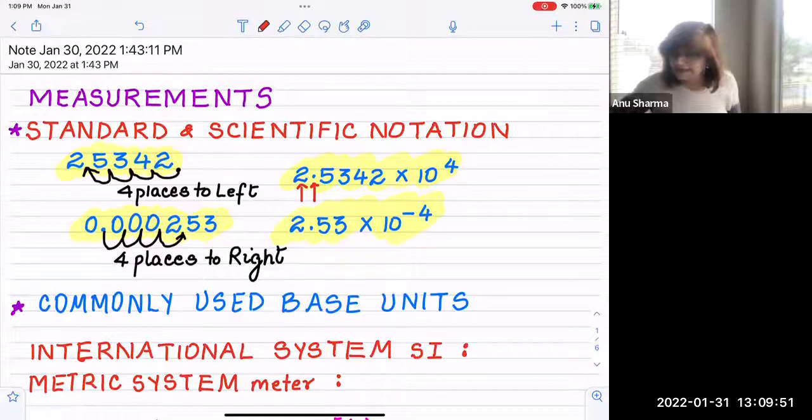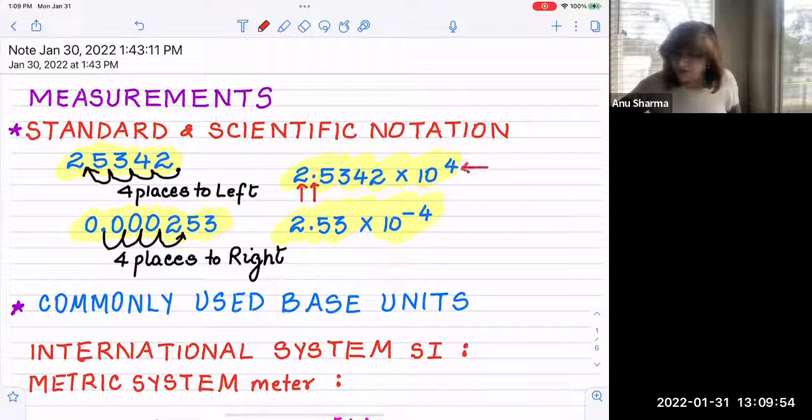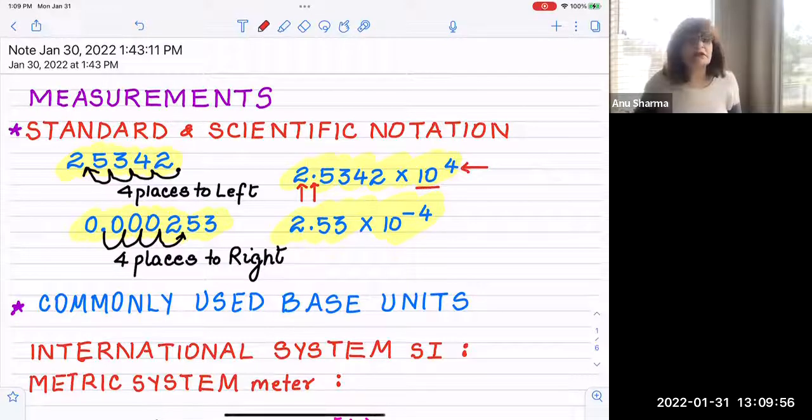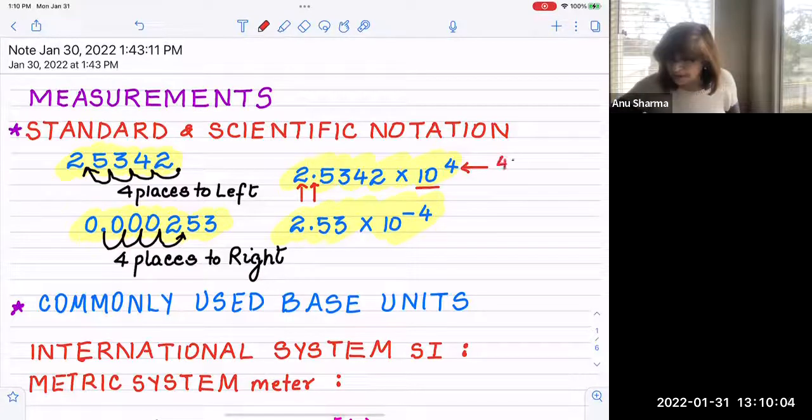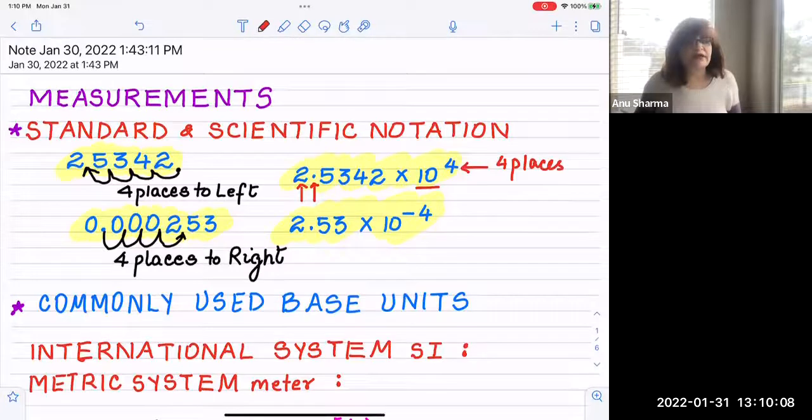When we move 4 places to the left, we bring the coefficient, so this is 10 raised to the power 4, because the decimal moved 4 places. So it is 10 to the power 4. So 2.5342 times 10 to the power 4 becomes the scientific notation of this number, which is originally 25,342.